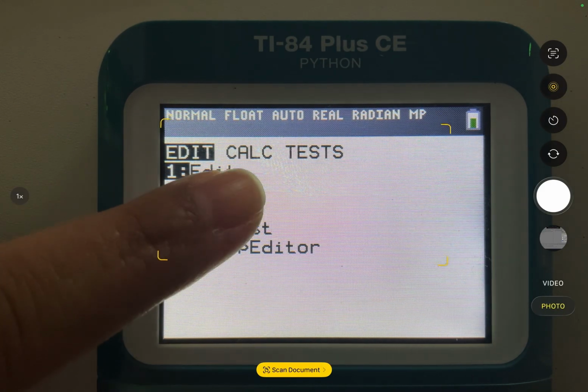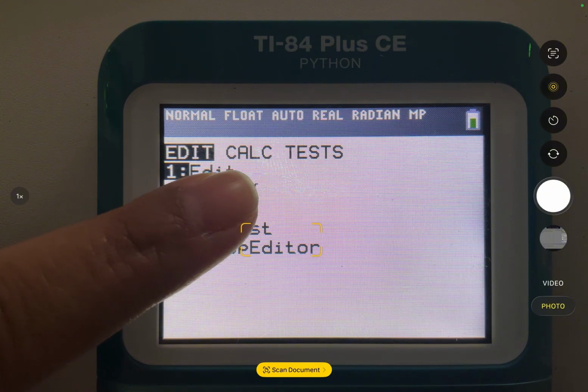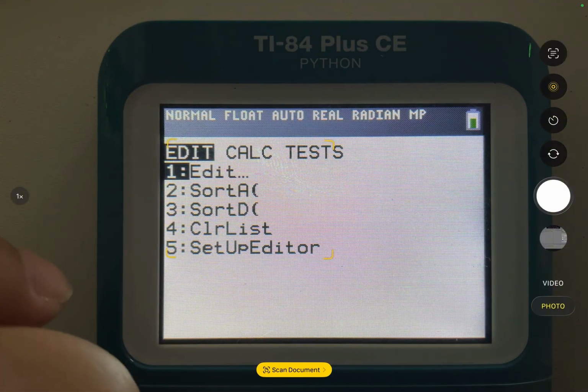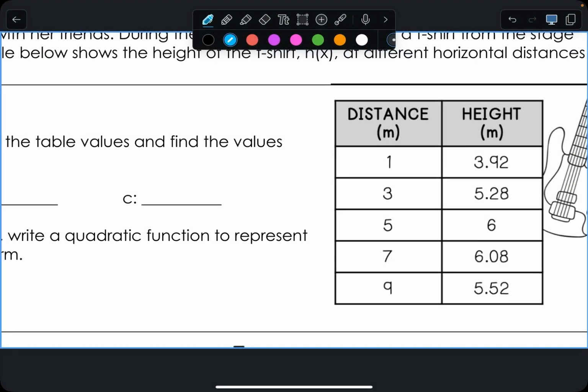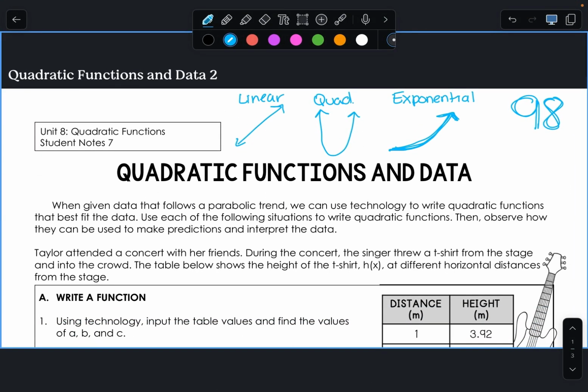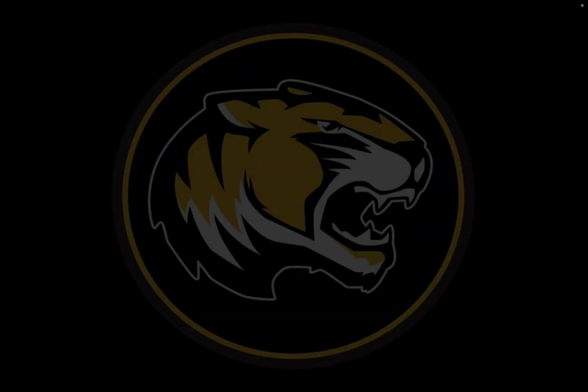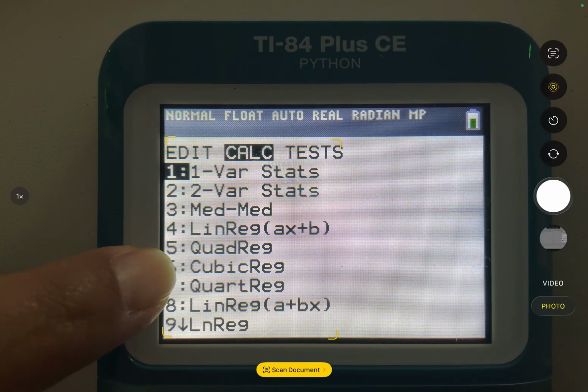This time we go to calculate. Now don't jump ahead. Go to calculate and stay there. Like I said earlier, by the end of the year, you're going to learn 3 different ones. Which one have we already learned how to use? Linear. That number is what? It is 4. Now, what number do you think we're going to use for quadratic? Because it says quad reg, quadratic regression. So you're going to use number 5 for quadratics.